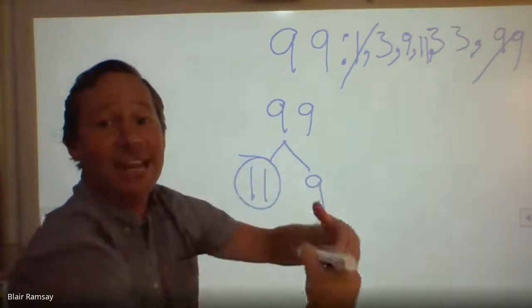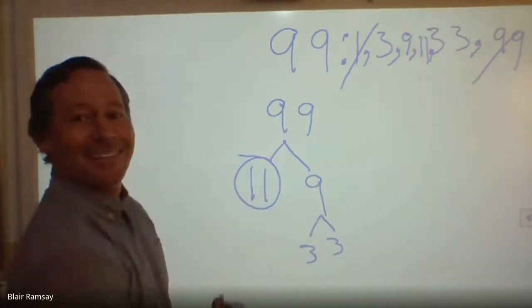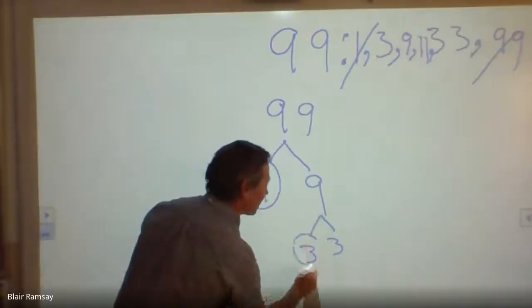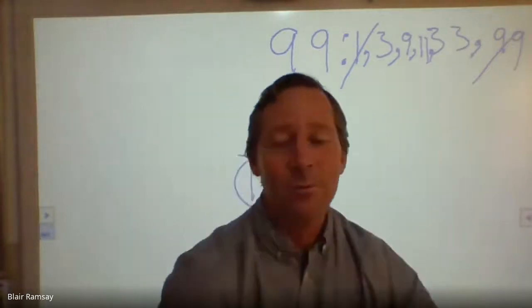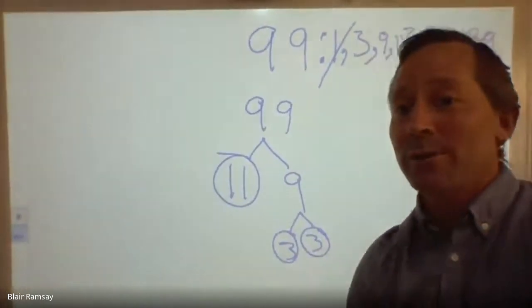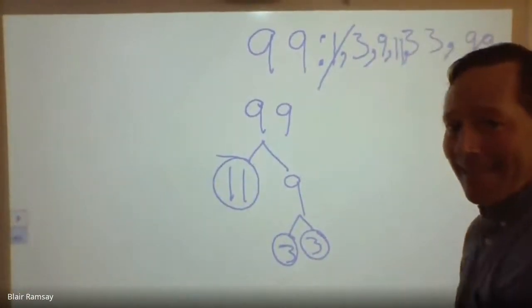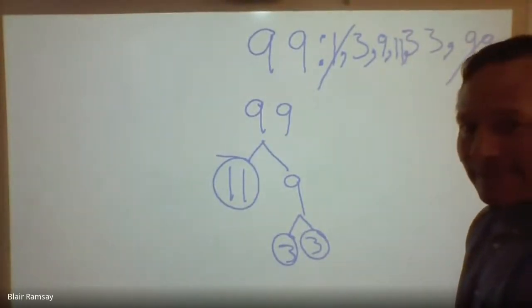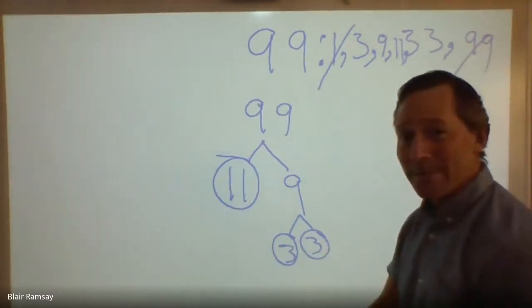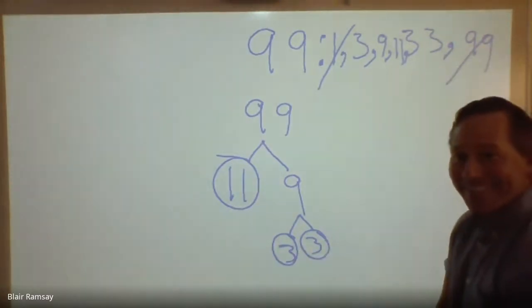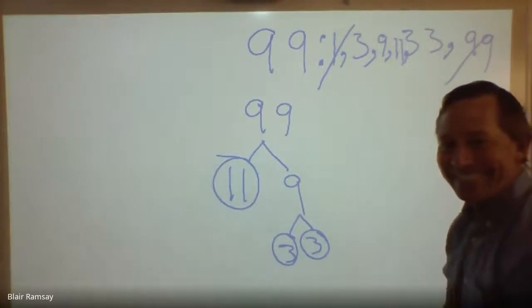If I want to go to the next level, what can I do? You circle 3 and 3. Because? Because they're prime numbers. And if I want to go to the next level to prove that I'm right, what could I do? Nada, do you know? No. Something to do with what I've circled. Gemma, help us out. 11 times 3 times 3.